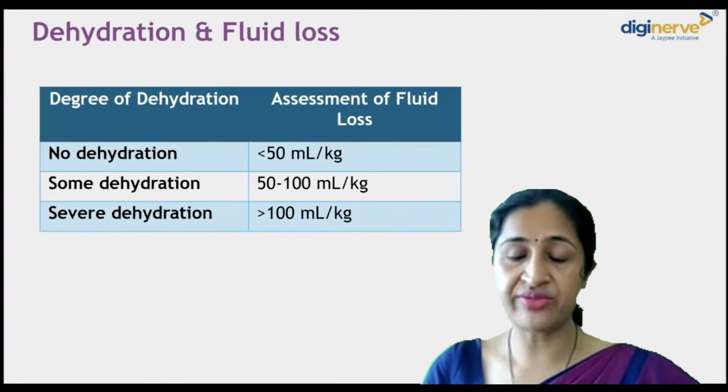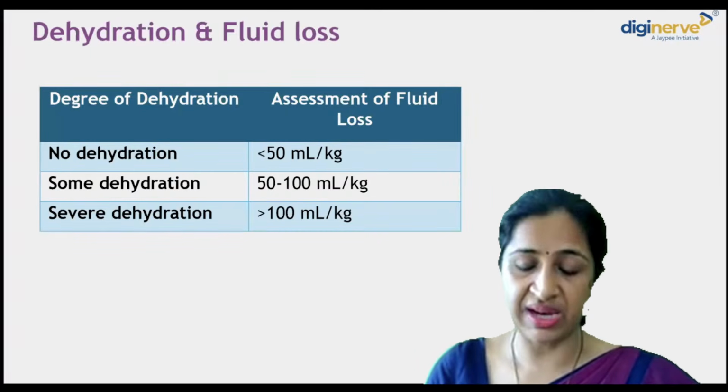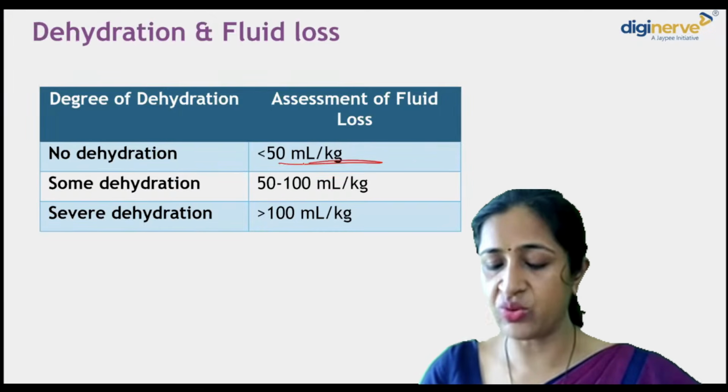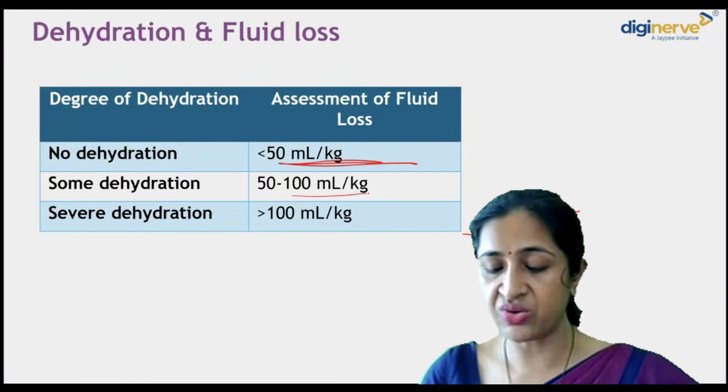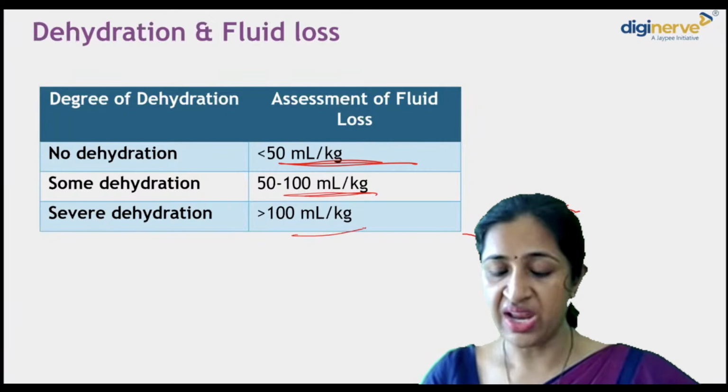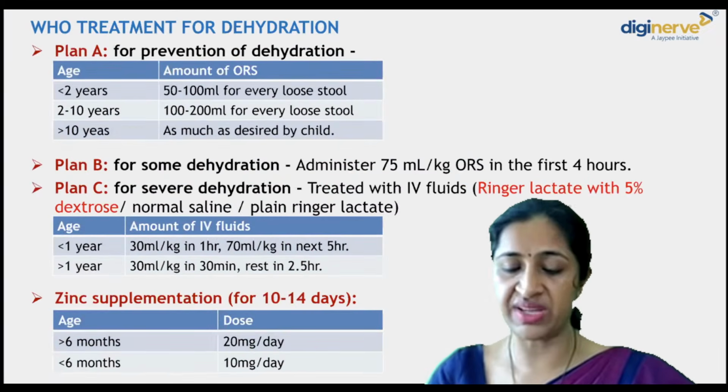Now, how much is the fluid loss? When you have mild or no dehydration, you have 50 ml per kg or less lost. In some dehydration you have 50 to 100 ml per kg, and severe is more than 100 ml per kg.